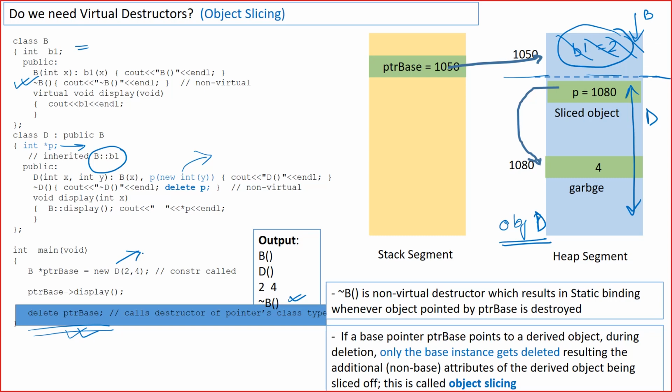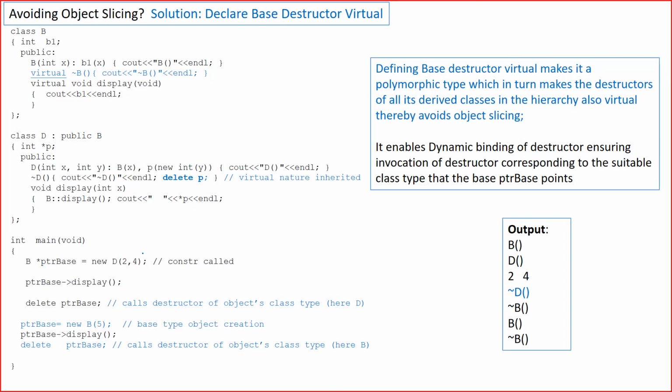Okay, so to avoid object slicing, we make this one virtual. Just from the previous one I have made this change. Okay, so doing the same thing with the base pointer, now you see what happens. First B, D, then 2, 4, and now delete the base pointer. Instead of B, it is calling this D. So once you call D, the whole object of D will be deleted.